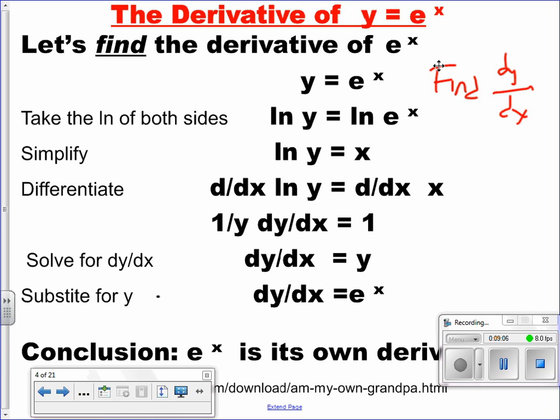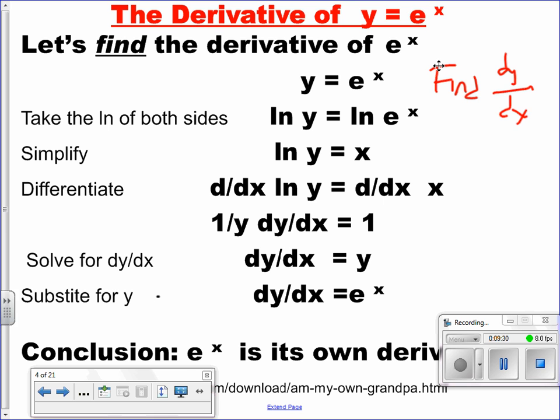And the first thing I'm doing is taking the ln of both sides. Now, as long as this side equals this side, the ln of this side equals the ln of that side. Is that okay? All right. This side stayed the same. What happened over here? Ln of e to the x is just x. We're just simplifying, right? We're okay with that?